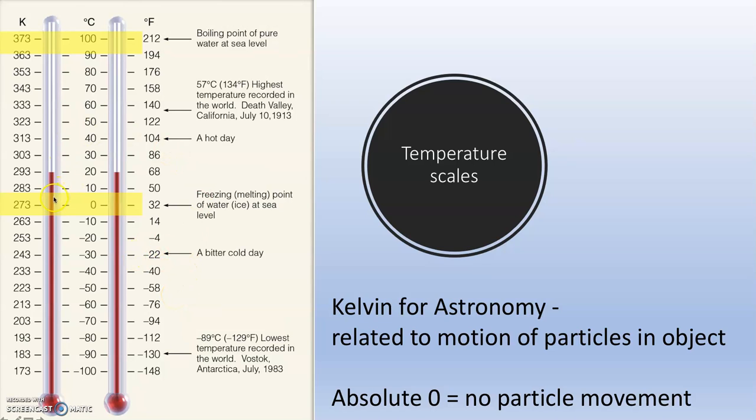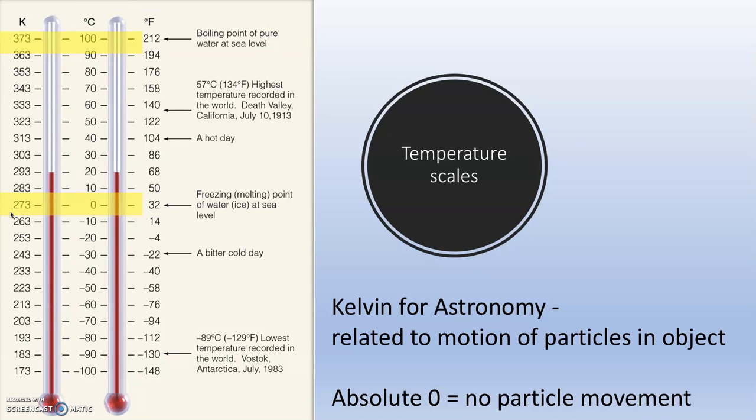To give you a reference, when we talk about the freezing point of water in Celsius, it's 0 degrees Celsius. This is a Celsius scale here. 0 degrees Celsius is the freezing point of water, but that frozen water still has plenty of electrons moving in it. And in fact, that frozen water is at 273 degrees Kelvin. It's nowhere near absolute zero. The electrons in the ice are still moving. They're just moving very slowly.